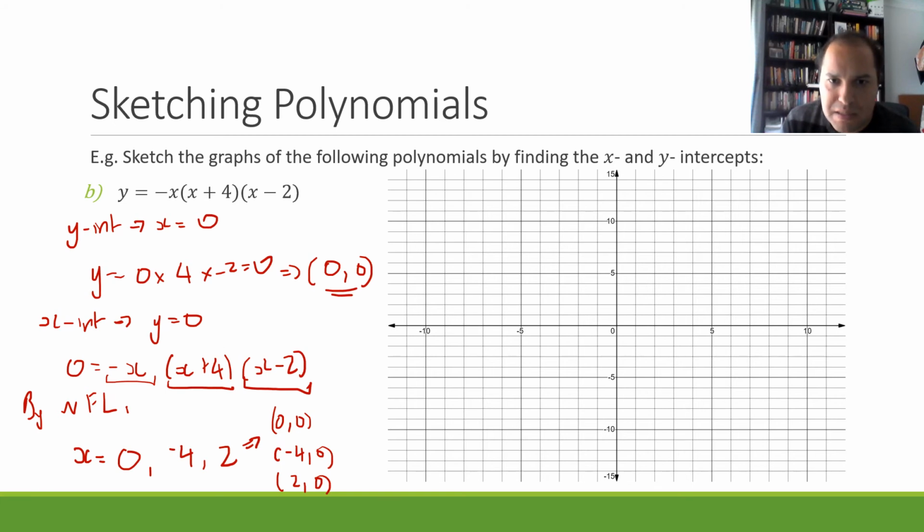Plotting those points, we've got -4, 0, +2. Now the problem is we don't know which way our cubic's going to go. Is it going to go upwards from bottom left to top right, or is it going to go downwards from top left to bottom right? And this is where our leading coefficient matters. We've got a -x out the front, so when we expand this, it's going to be -x cubed. That means our cubic is going to be going downwards.